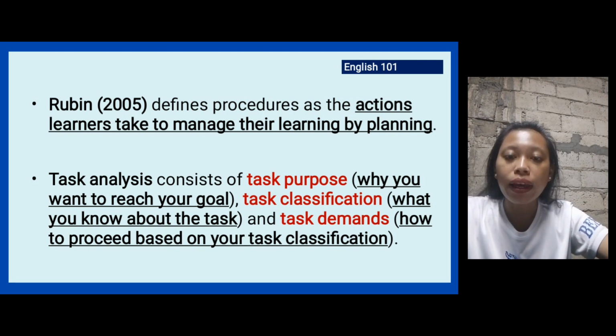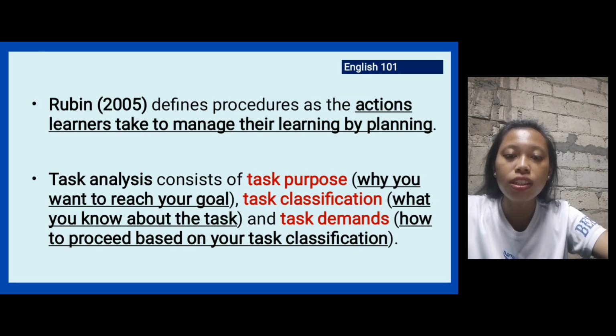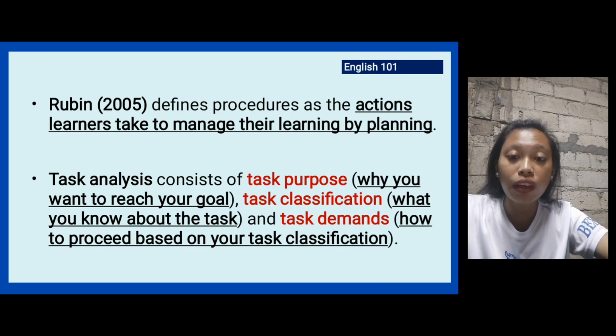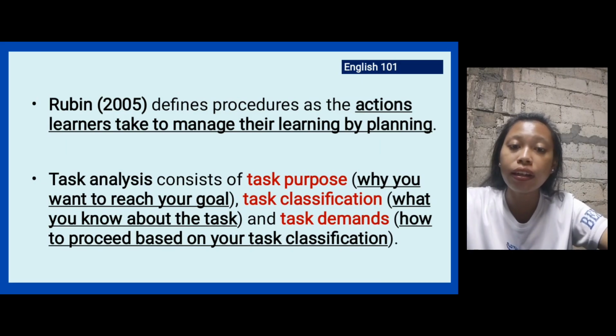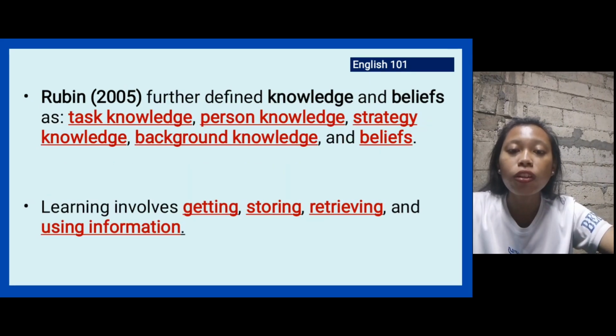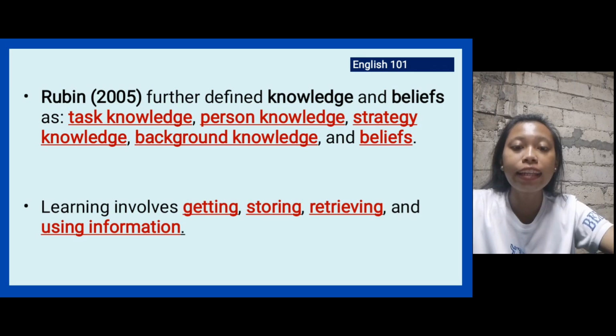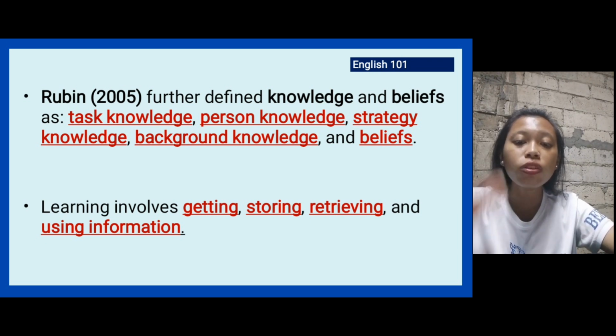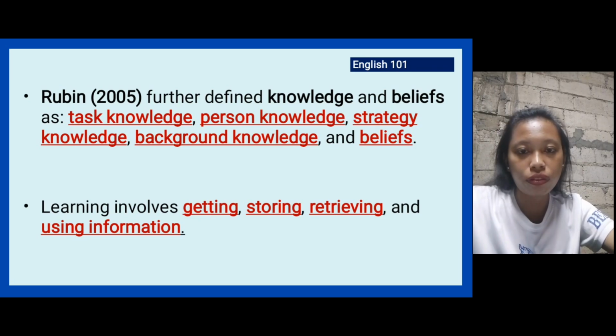According to Rubin, students should choose the right cognitive and socio-affective strategies depending on their task classification or how well they understand the task. This helps them learn more effectively. Rubin 2005 further defined knowledge and belief as task knowledge, person knowledge, strategy knowledge, background knowledge, and belief.